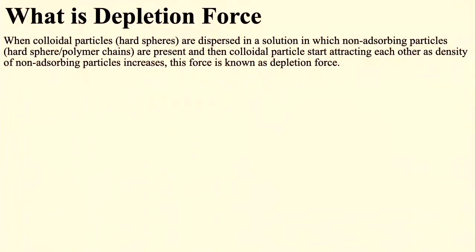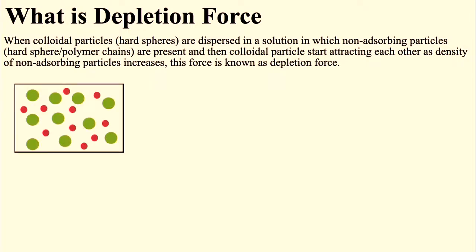We should start with the definition. It's a very basic definition. Assume two types of particles, type 1 and type 2. Let's assume the colloidal particles, type 1, are dispersed in a solution in which non-adsorbing particles, which can be hard spheres or polymer chains, are present. Then the colloidal particles start attracting each other as the density of the non-adsorbing particles increases. This attractive force is known as depletion force.